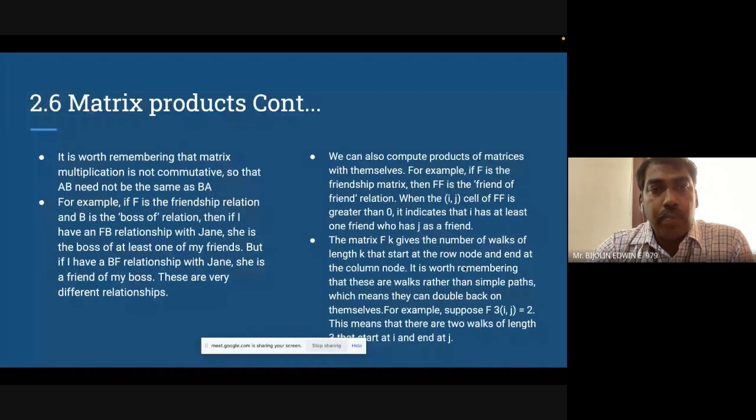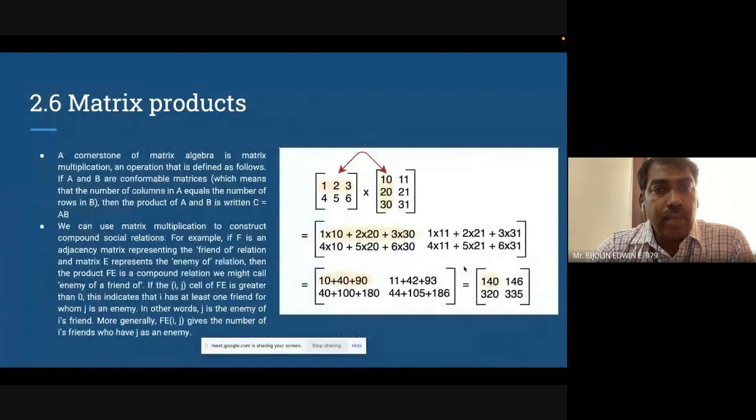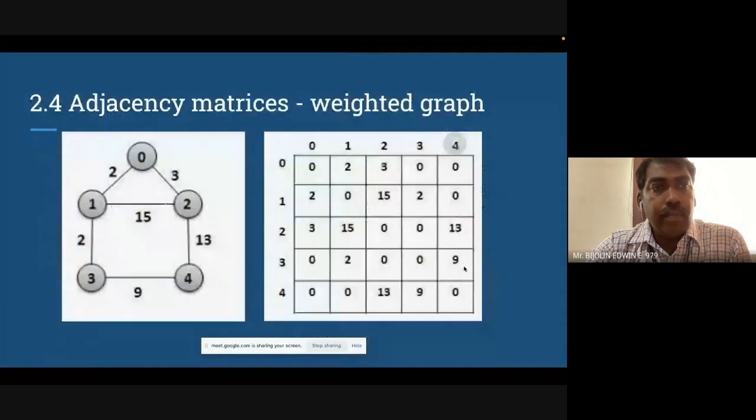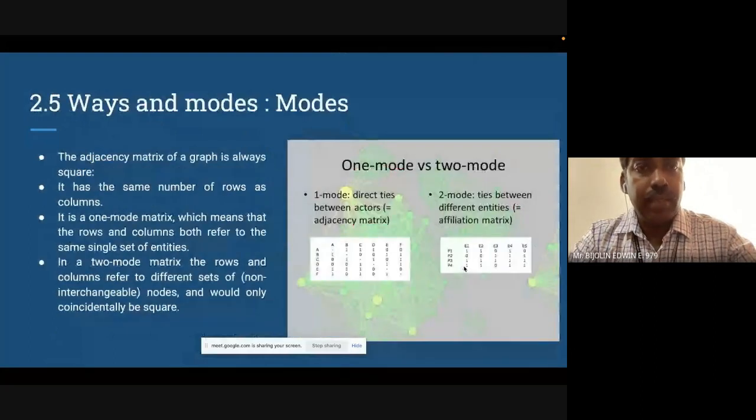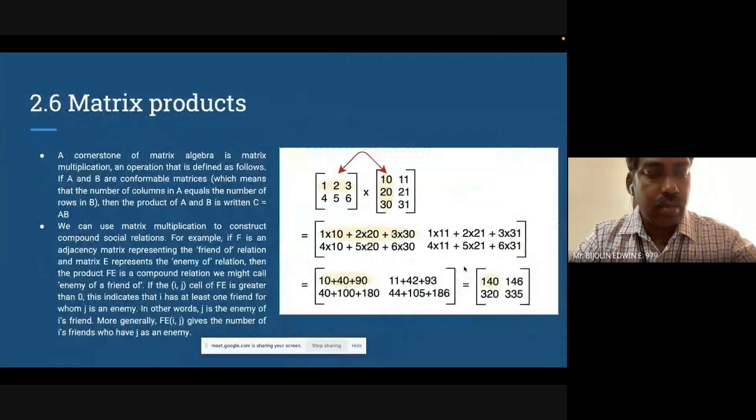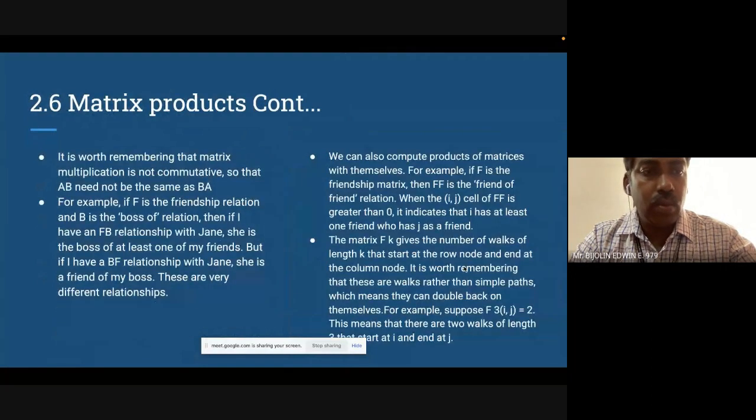Yes. So I hope mostly we have covered all the topics under ways and modes. The concept I have explained, and here a case study is there, so you can go through every case study. An example case study is being given.